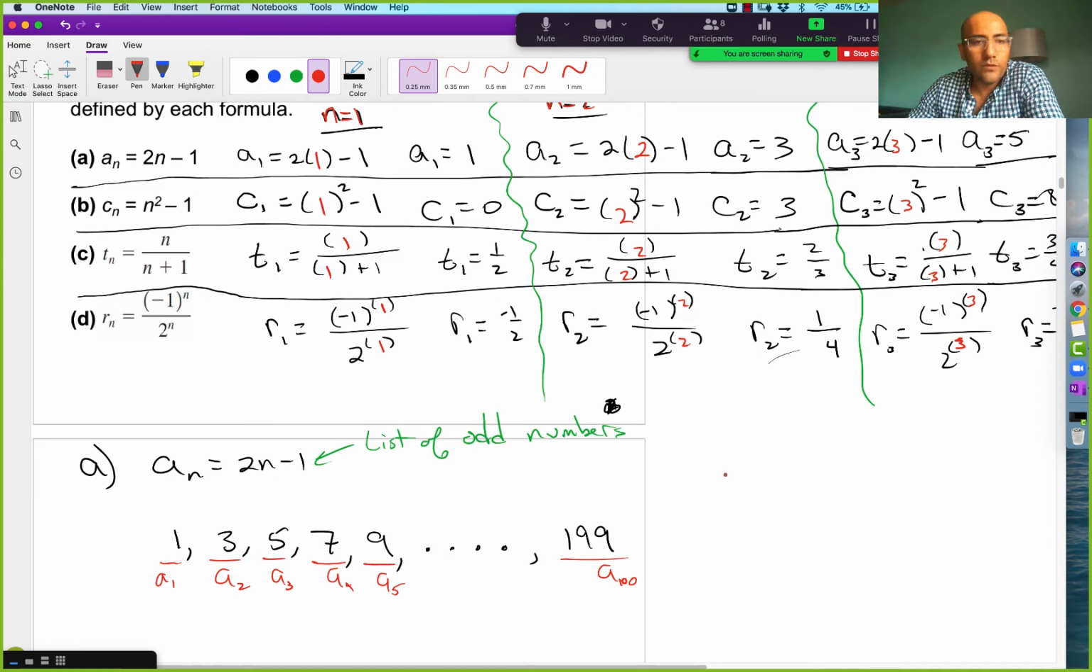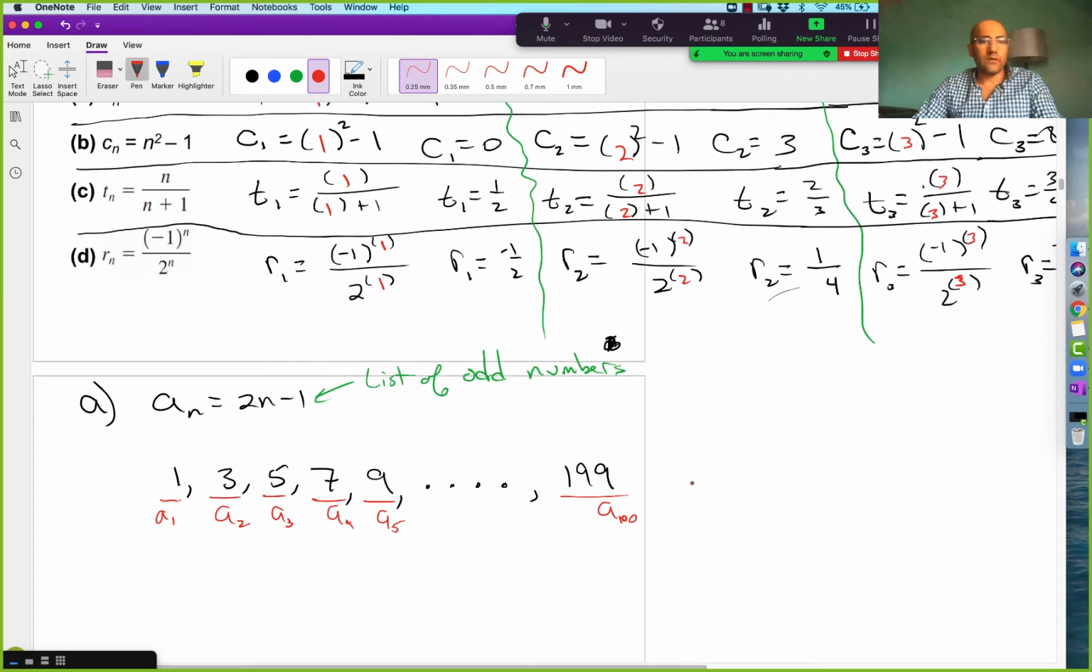We're good? Questions? Okay, let's look at B. So now B, which was C sub n equals n squared minus 1. Then the first one was a 0. The second one was a 3. The third one was an 8.